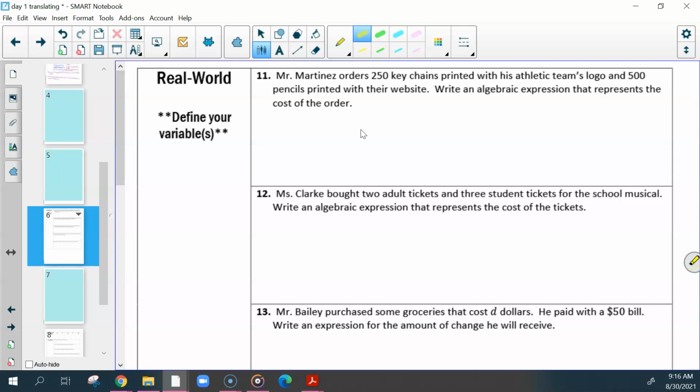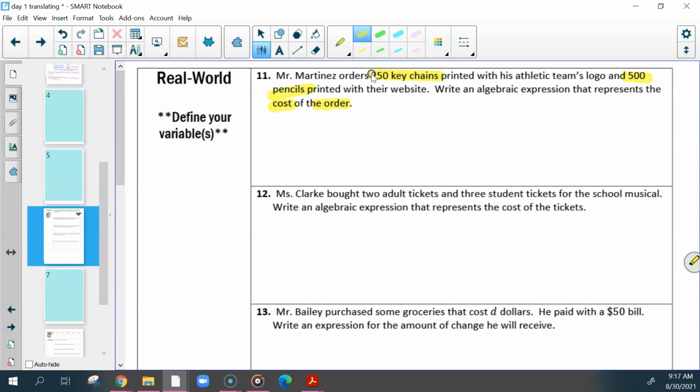The numbers of how many he got, okay, so 250 keychains, and the fact that they want the cost of how much everything is, not just the total number of things he bought. Correct. So the end goal is really important because that helps you know: am I looking for how many things he got, or am I looking for cost? The cost. Yes.